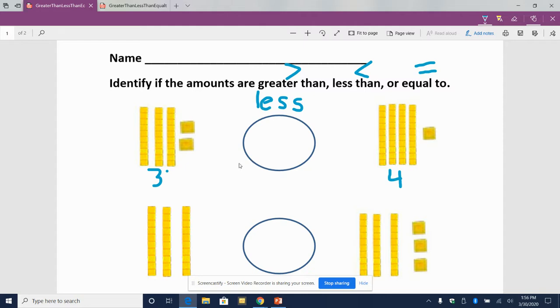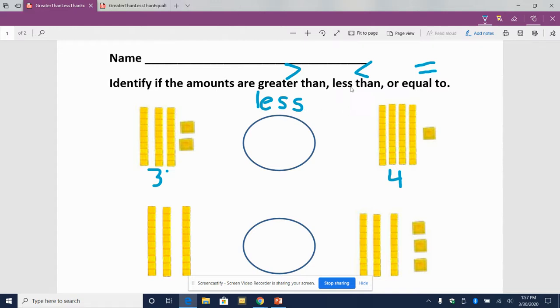So 3 is less than 4. I want you to remember something very important about this. And I like to give these little guys teeth sometimes. So it looks like these little symbols here are always going to eat the greater number or the bigger number. So which number is greater, 3 10s or 4 10s? You should have said 4 10s is greater.